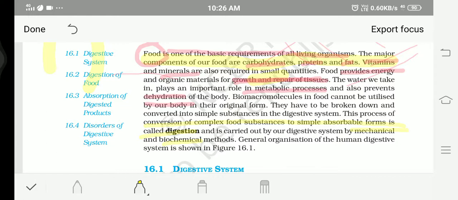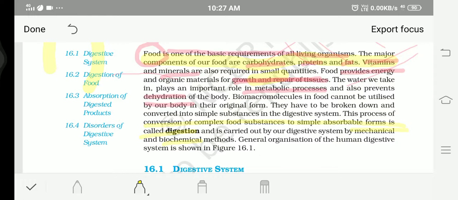The two types of digestion we see in the whole animal kingdom. One is intracellular digestion, which means digestion that takes place within the cell. The best examples are protozoans and poriferans. Second is extracellular digestion, the digestion which takes place outside the cell but within the alimentary canal or digestive system. The best example is vertebrates, especially human beings or mammals.